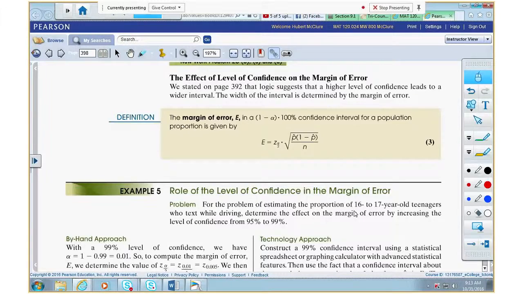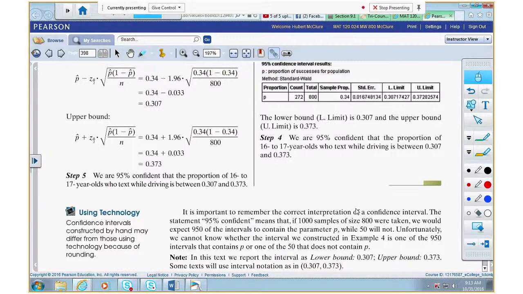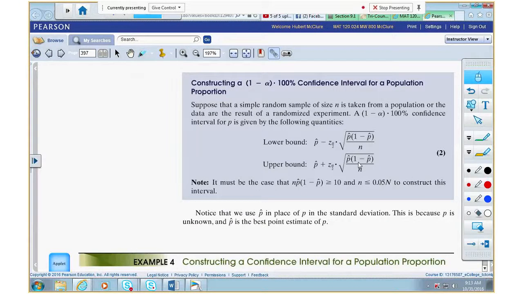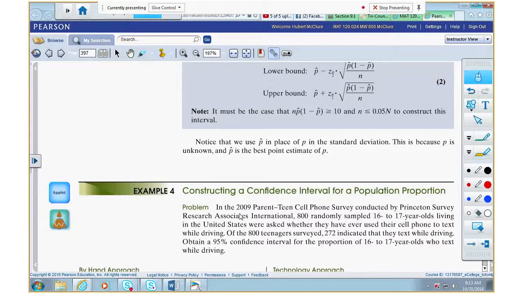Where is this coming from? Where are the 16 to 17-year-olds? Must be on the previous page. This is it. Okay, write this down. It says 800 randomly sampled 16 to 17-year-olds, 272 indicated that they text while driving.